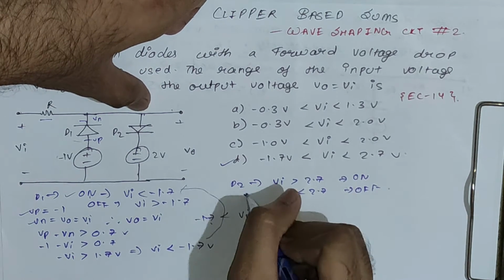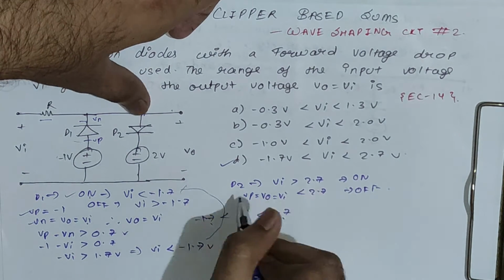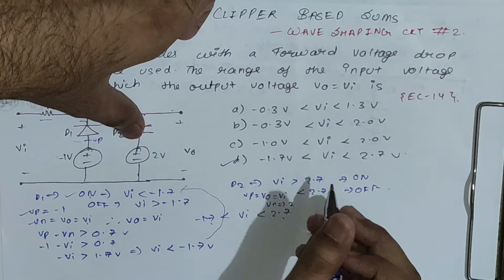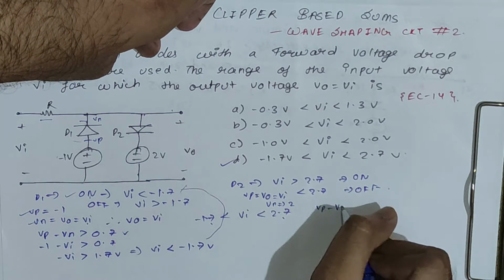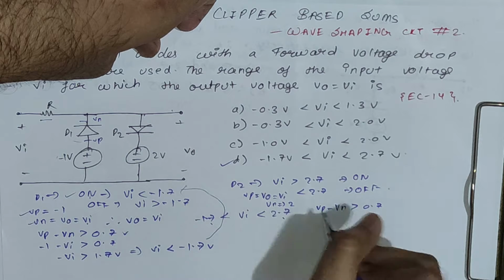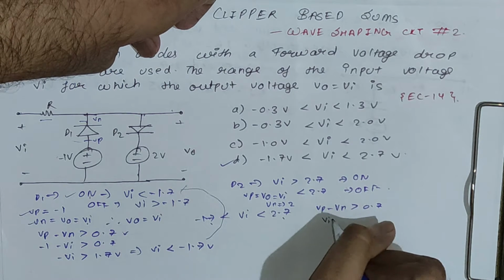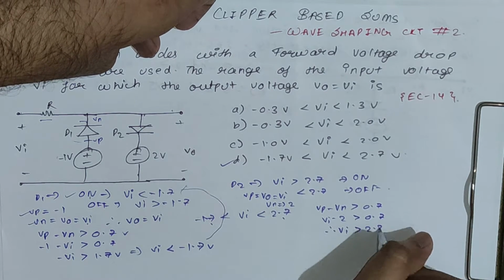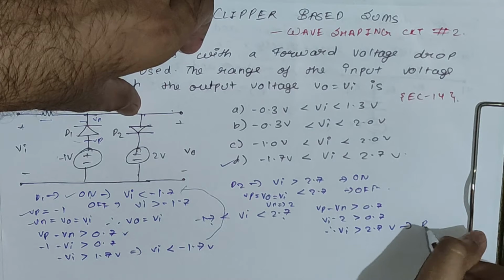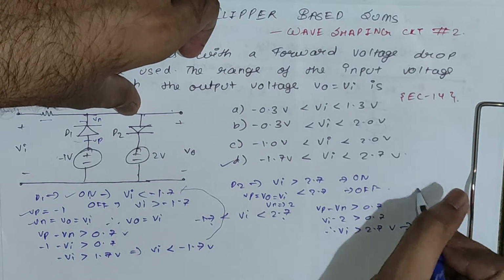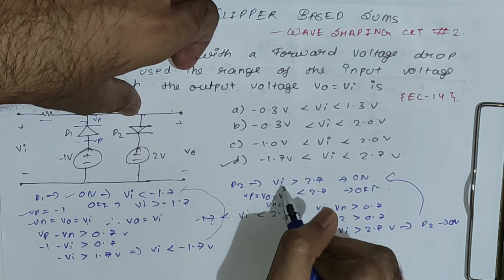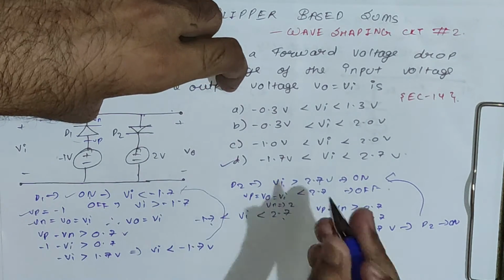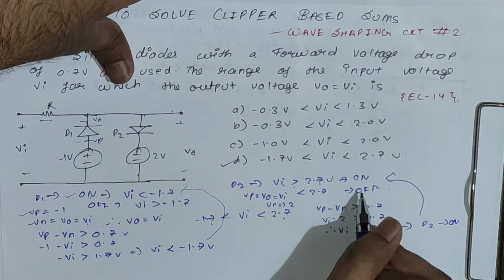D2, you can see Vp will be Vo, nothing but Vi, right? This is what we have seen for D1 also, and Vn is nothing but 2 volt. If we compare with 0.7 we will get Vp minus Vn should be greater than 0.7 volt. Vp is equals to Vi, Vn is 2 volt, greater than equals to 0.7 volt. So Vi must be greater than equals to 2.7 volt for diode D2 to be in on condition. So this is what I have written here. For diode D2 to be in on condition, Vi must be greater than 2.7 volt, and for off it will be just opposite, that is Vi less than 2.7 volt is equals to off.